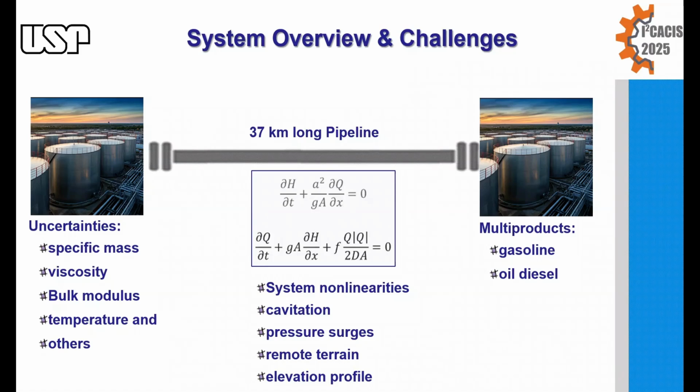To ground this discussion in a real-world context, our study focuses on a multi-product pipeline that transports gasoline and diesel. The figure shows fuel station facilities connected by a 37-kilometer line crossing varied terrain. The main challenges are the strong nonlinearities in flow dynamics, significant uncertainties in fluid viscosity and specific mass, and risks of cavitation and pressure surges during operation. Accurate modeling is essential for designing the control system.